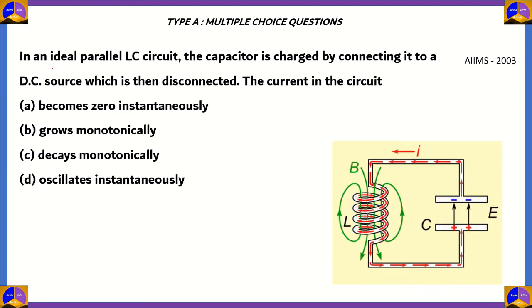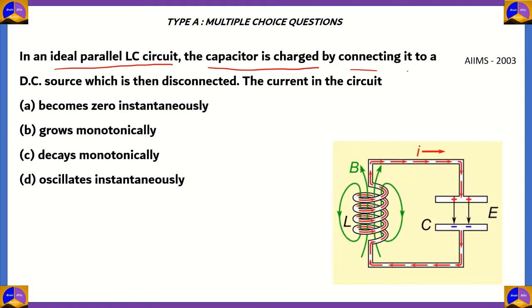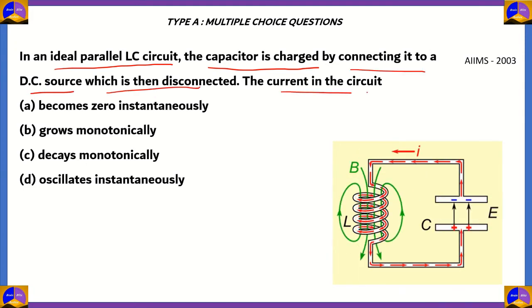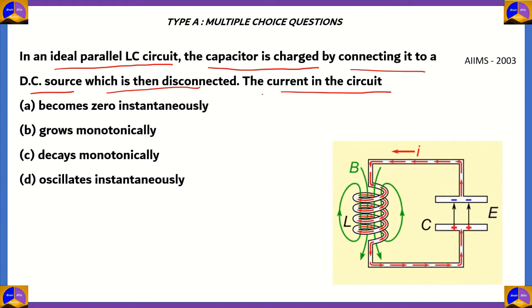In an ideal parallel LC circuit, the capacitor is charged by connecting it to a DC source, which is then disconnected. The current in the circuit, A, becomes 0 instantaneously, B, grows monotonically, C, decays monotonically, D, oscillates instantaneously.